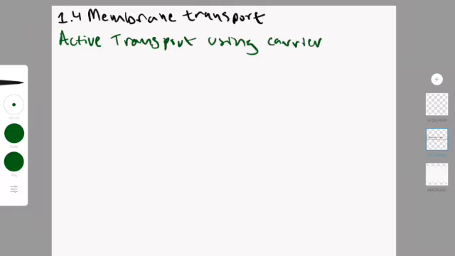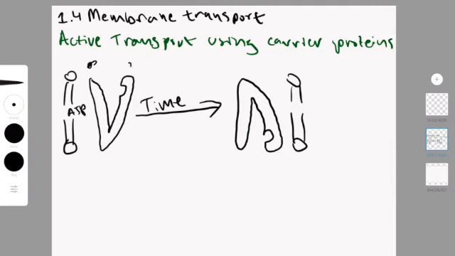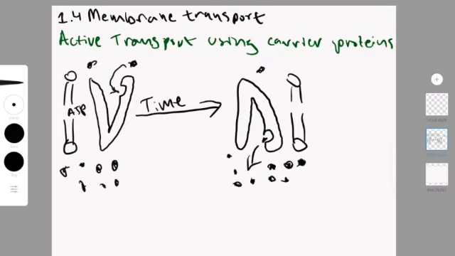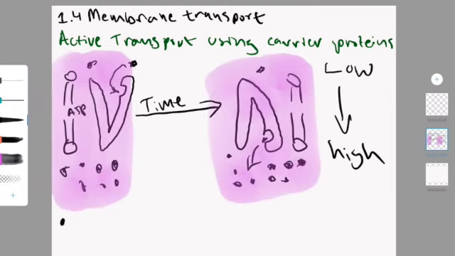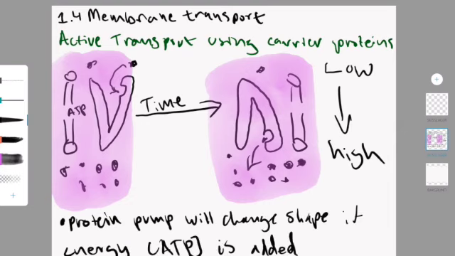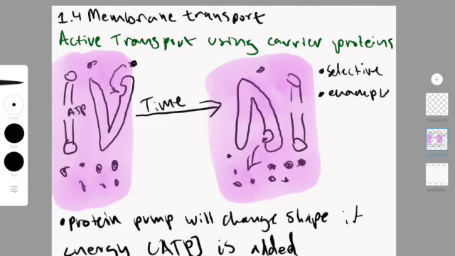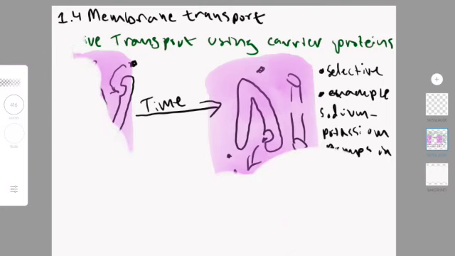So far, we've only spoken about passive transport, but now let's talk about active transport using carrier proteins. So you have these protein pumps, and you attach ATP to them, and then over time, the protein pump will change shape. But only if energy is added, otherwise it won't. This one goes from low to high concentration, so this is up the concentration gradient. It is very selective, so only certain substances can go through it. An example is the sodium-potassium pumps in the nerve cells.